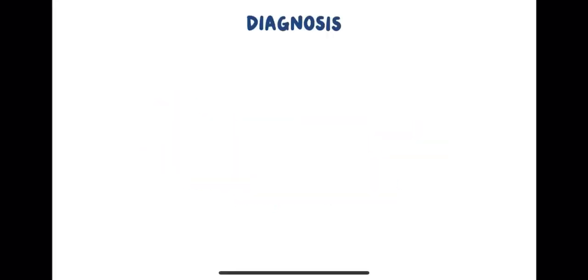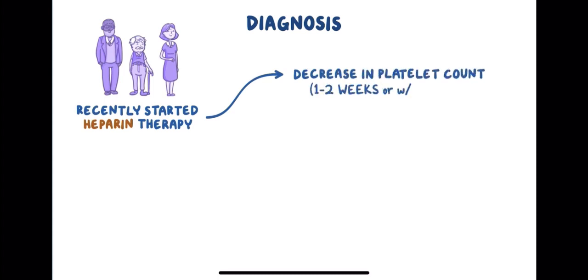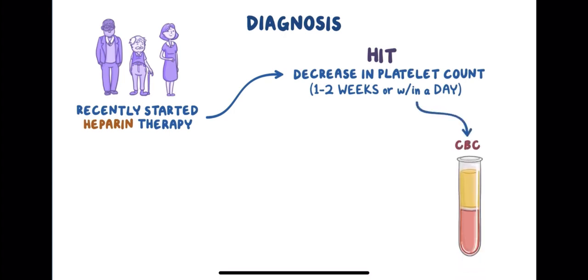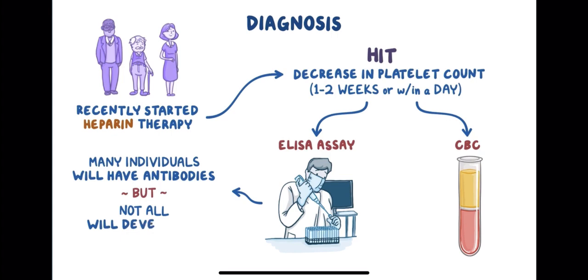Diagnosis is made clinically, along with the help of some laboratory tests. For example, individuals who recently started heparin therapy and experience a decrease in platelet count either within 1 to 2 weeks or within a day suggests HIT. The level of platelets can be found by using a complete blood count, or CBC. Other diagnostic tests include an ELISA serological assay to detect the IgG antibodies. However, many individuals that have received heparin previously will have these antibodies, but not all of them will develop HIT, so the test is not very specific.